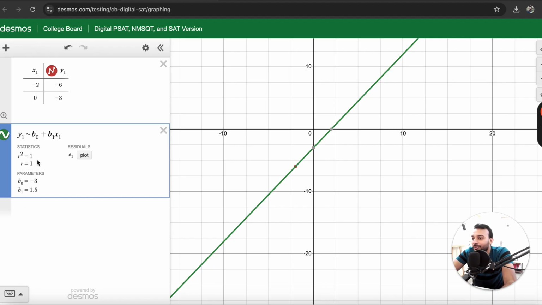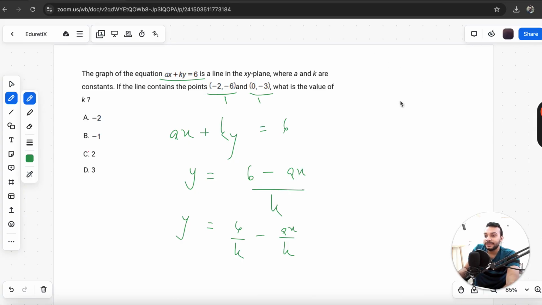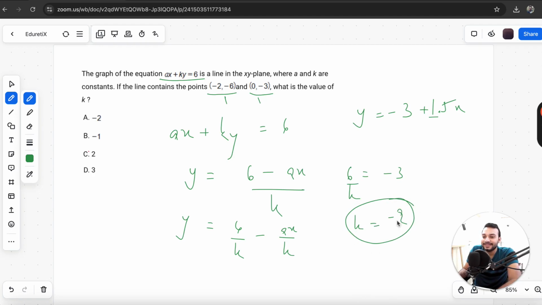You have the values now. So b0 is negative 3, b1 is 1.5. Let's write that on the other side. b0 is negative 3, b1 is 1.5. So y is equal to negative 3 plus 1.5x. Okay, so 6 over k is negative 3. K is negative 2. You found that directly. K is negative 2 using Desmos.